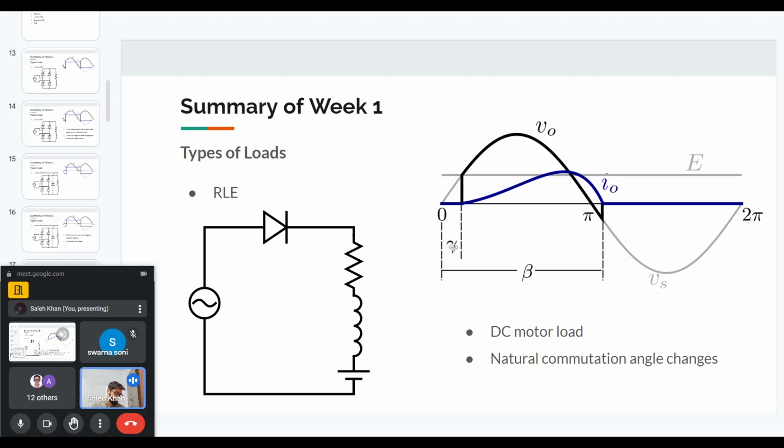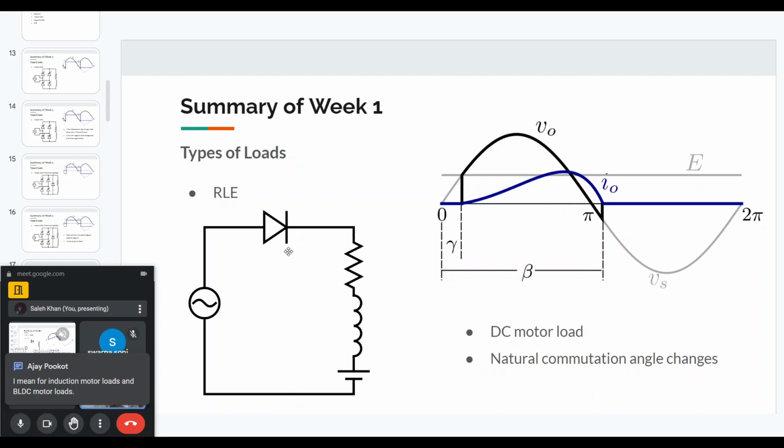Is the voltage waveform common for every type of motor load? No, it will not be common, because it will also depend on the circuit. It is not only dependent on the load, but also on the circuit: whether you have a half wave circuit, full wave circuit, single phase or three phase circuit.